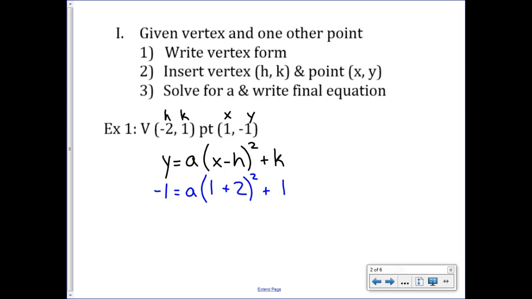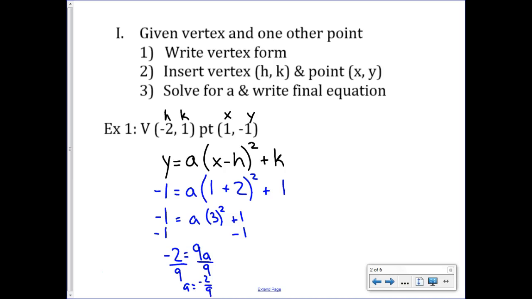From there, it's pretty simple algebra. So -1 is equal to a times 3 squared plus 1. You can go ahead and subtract 1 from both sides. So we get -2 is equal to 9a. We want to divide by 9 on both sides. So a is equal to -2 over 9.